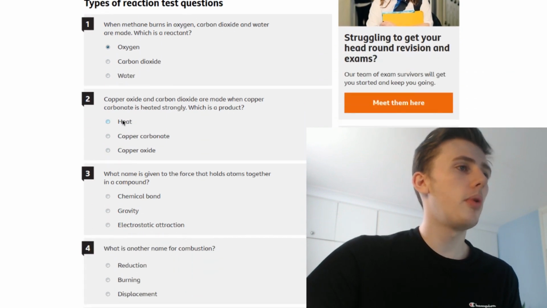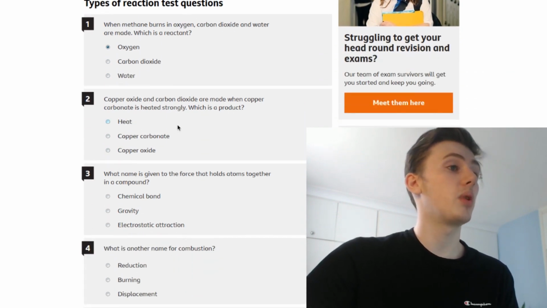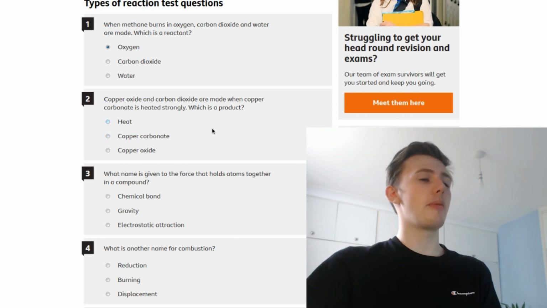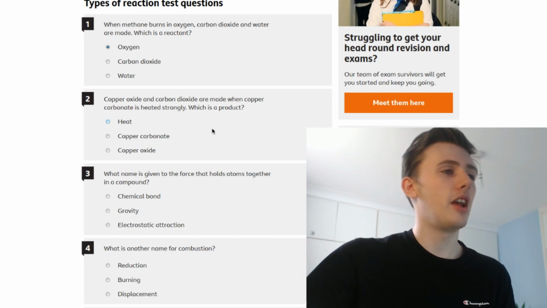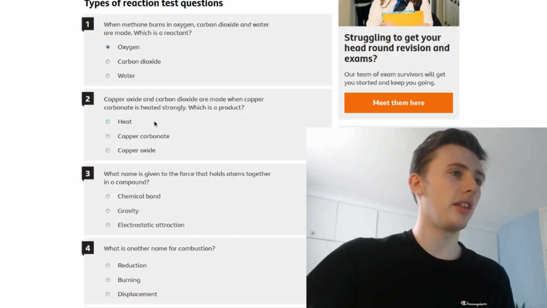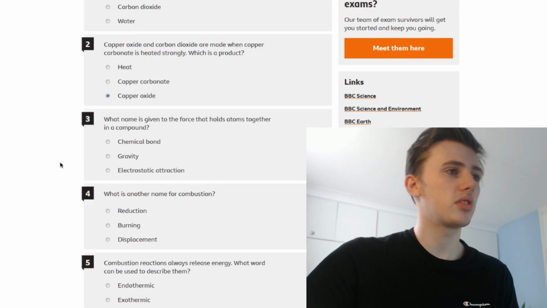We all know that. Copper oxide and carbon dioxide are made when copper carbonate is heated strongly, which is a product? What? Heat? Why would that be a product? No, I don't want to be taking a rip out of these questions, because I feel like if I do, people are just going to be like, wow, you're calling key stage 3 questions easy. Wow, Cameron, you're so smart for knowing the answer. I don't feel like people are going to appreciate me taking the rip out of them. Copper oxide is made with carbon dioxide, so it's got to be copper oxide.